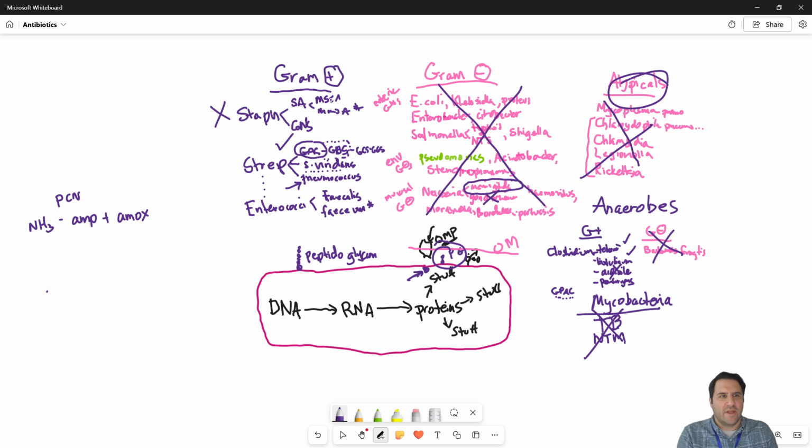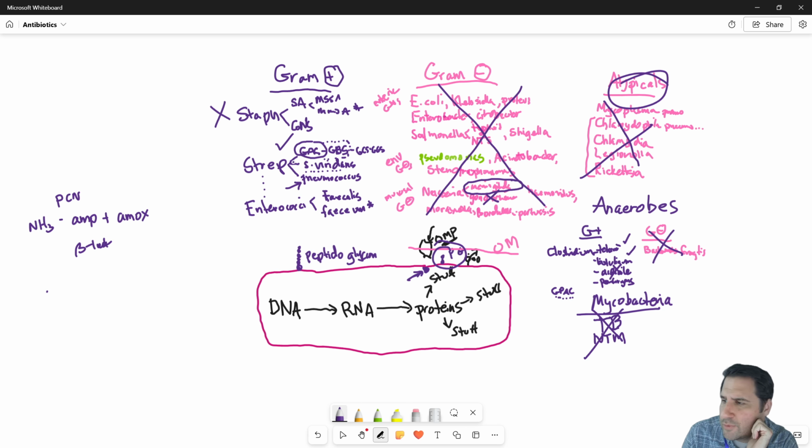What do they bring to the table? Do they have better MSSA activity than penicillin? Think about that for a second and then decide what you think the answer is. The answer is no, right? If you have a beta-lactamase, ampicillin and amoxicillin are not in some special way resistant to beta-lactamase. And so will they get cut up? They absolutely will. So do you get any better MSSA activity? Absolutely not. Do you get MRSA activity? No, they both have a beta-lactamase. You're going to cut up the ampicillin and amoxicillin just like you did the penicillin, and no activity will be there.